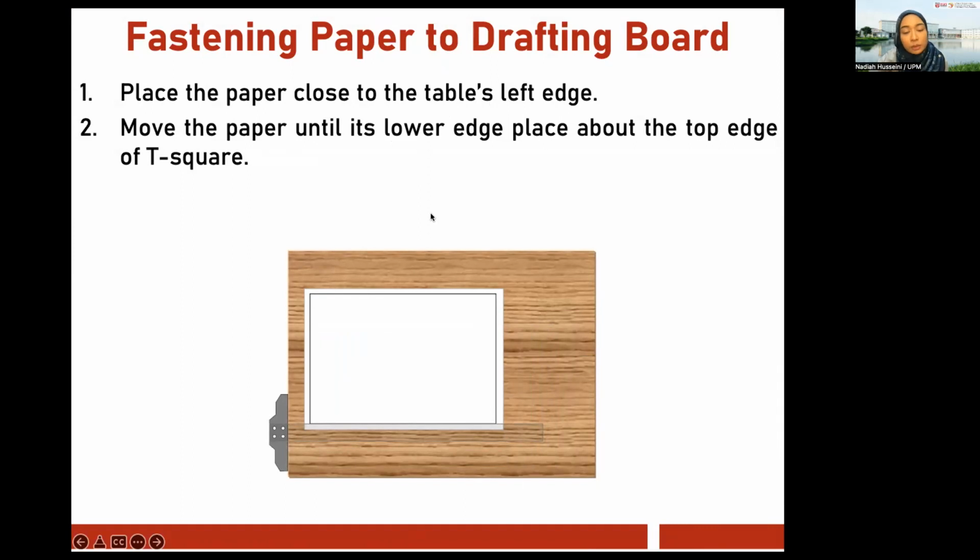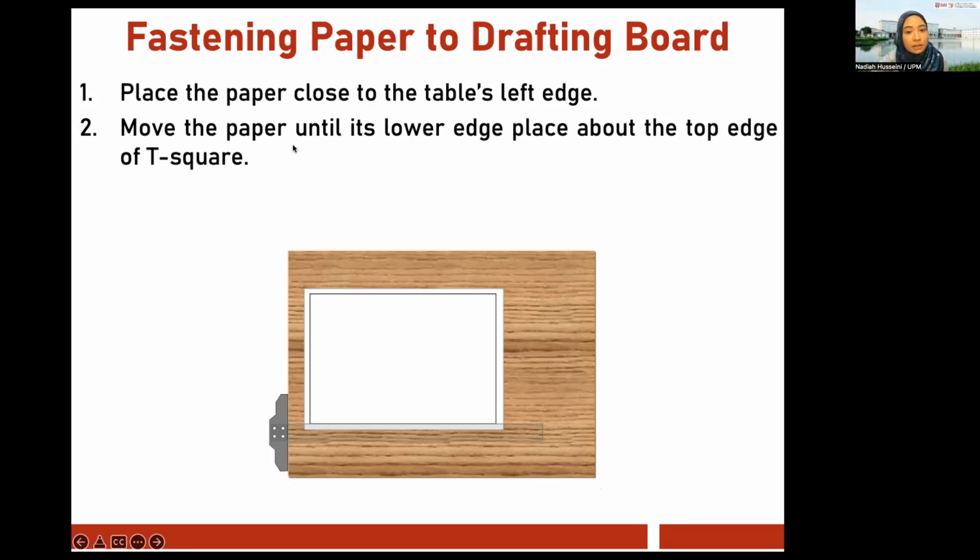edge. If you're doing this manually, we just learn the theory first. Later on, if we decide to go for this manually, but I think we don't have enough supplies at the lab right now. But for now, it's not compulsory. Okay, so this is the drafting board. Place the paper close to the table's left edge over here.